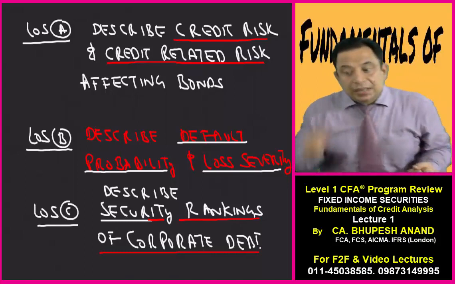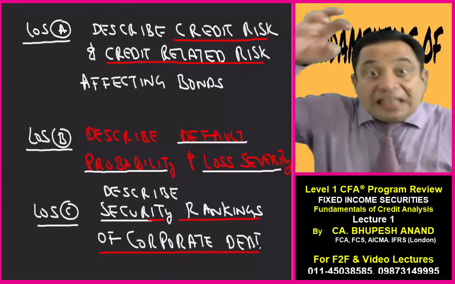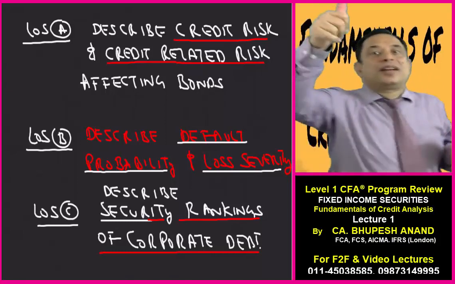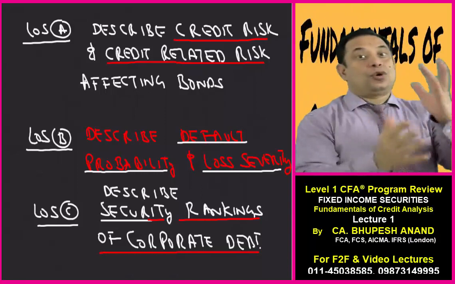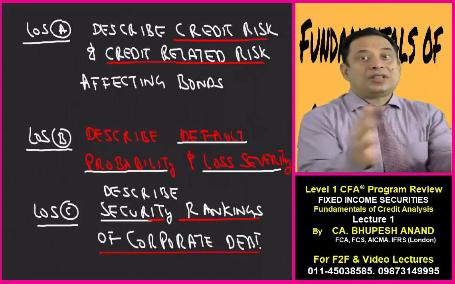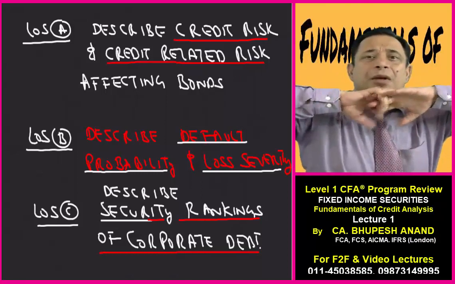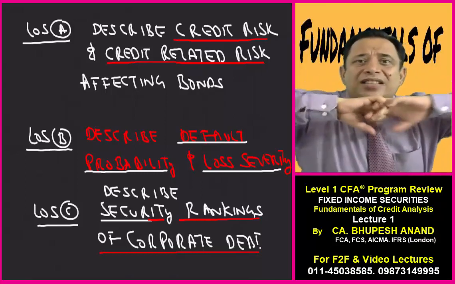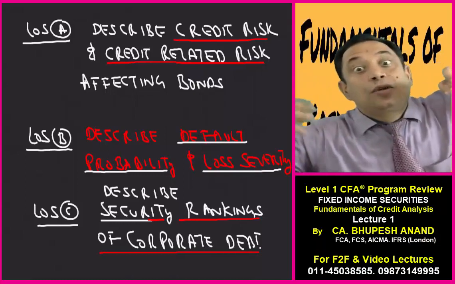And the second is to describe default probability and loss severity. Credit risk has 2 components. One is default risk and the second is loss severity. So we have to do learning outcome A and B both, because they are gelled together, so we cannot differentiate them. Along with that, what are the credit risks related with corporate bonds?